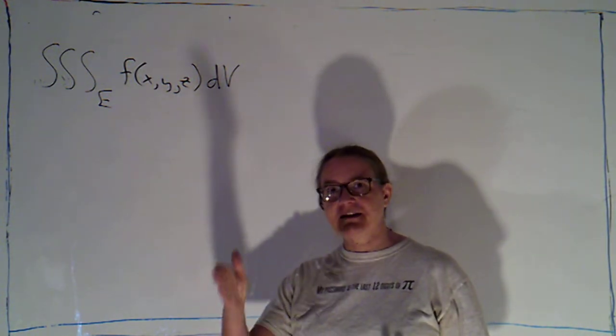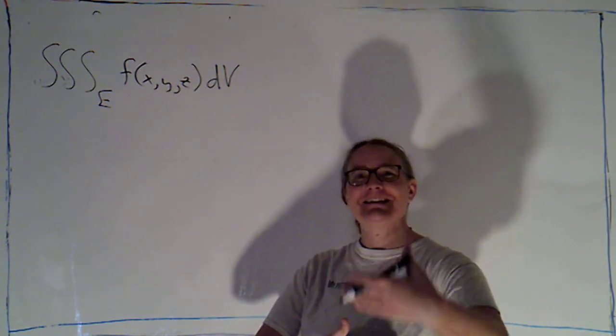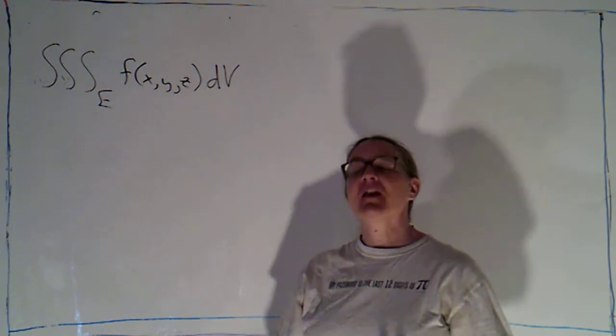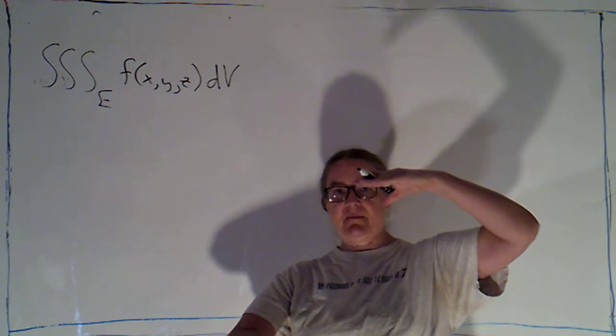x equals constant is the left boundary. Sorry, it's the back boundary. x constant is the front boundary. y being constant are the left and right boundaries. z being constant are the top and bottom boundaries.